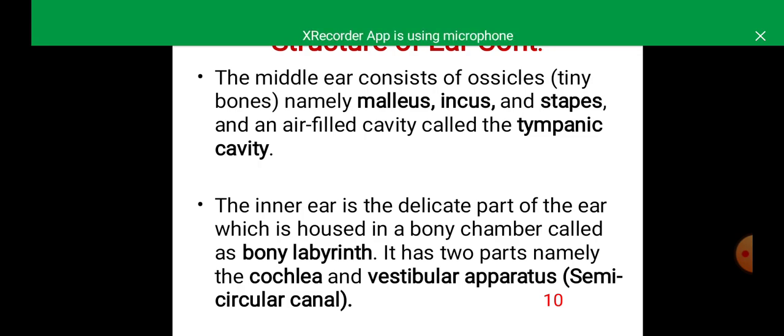The middle ear consists of ossicles, tiny bones, namely the malleus, incus, and stapes, and an air-filled cavity. For the purpose of emphasis, we are just repeating it. The inner ear is the delicate part of the ear, as we have said previously, which is housed in a bony chamber called the bony labyrinth. It has two parts, namely the cochlea and the vestibular apparatus, also called the semicircular canals.